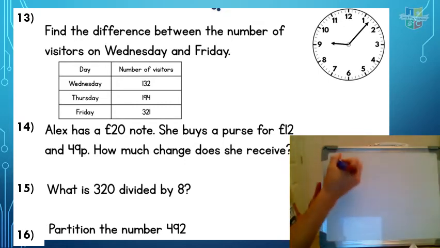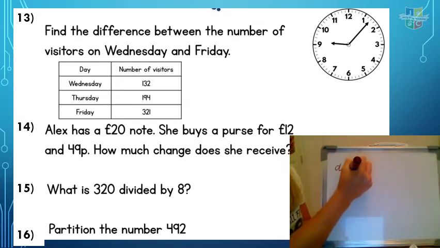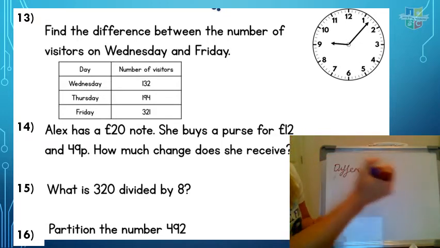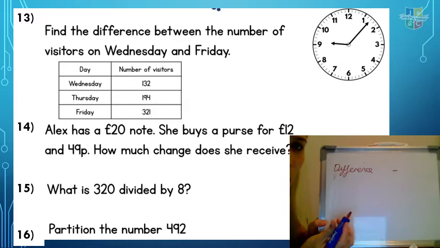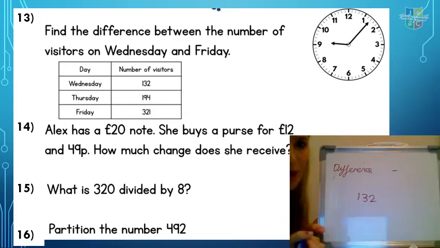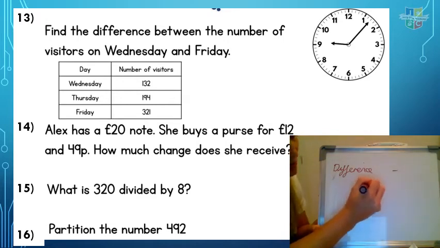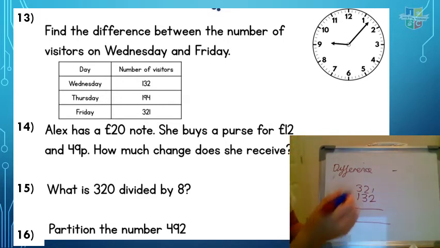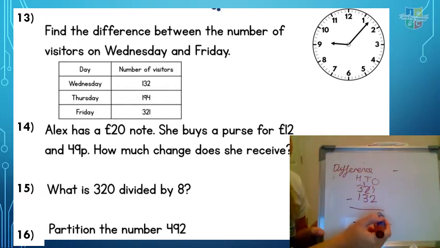It says to find the difference. So straight away, if we're finding the difference, we know we're going to be taking away. So I know that there are 132 people on Wednesday, 321 people on Friday. Remember, the biggest number has to go at the top. So if I take them away, 1 take away 2 I can't do, so I'm going to exchange, turn my 2 into a 1 and put a little 1. 11 take away 2 is 9.